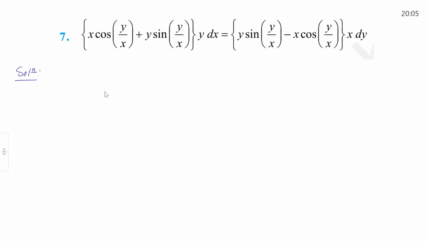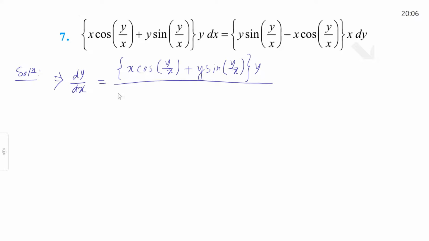Convert this differential equation in standard form, that is dy dx. So this implies this dx is taken here and this whole term will divide here. dy dx is equal to x cos of y by x plus y sin of y by x, whole into y, and the whole term divided by y sin of y by x minus x cos of y by x, whole into x.